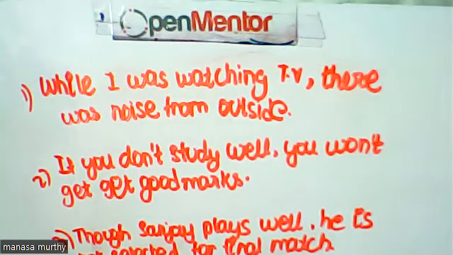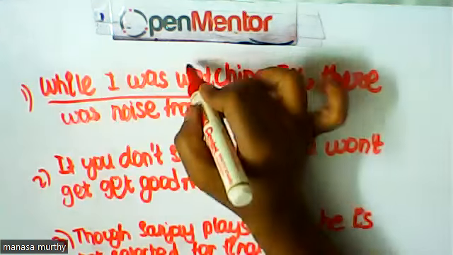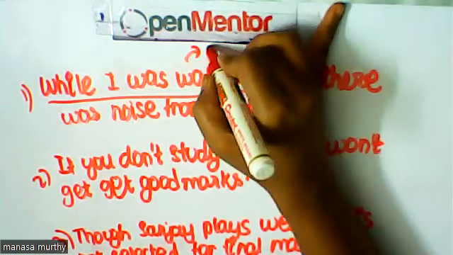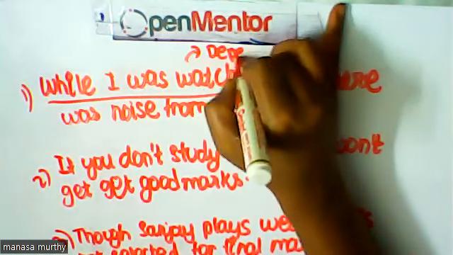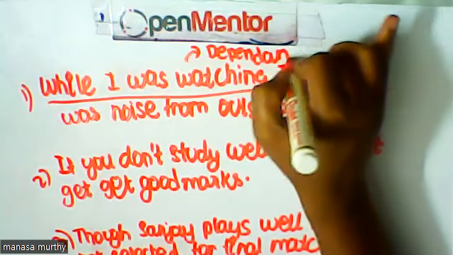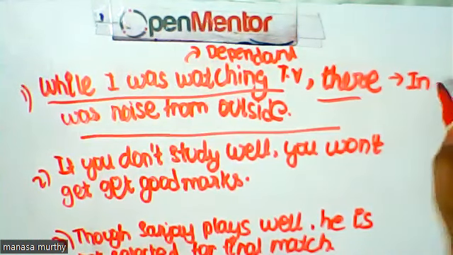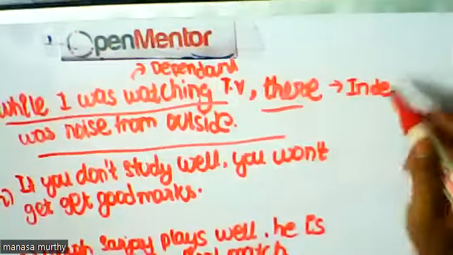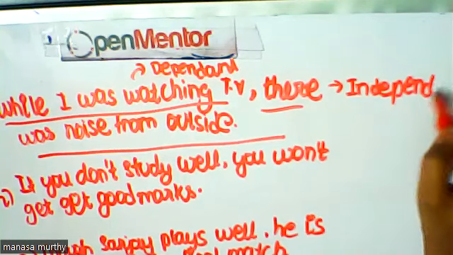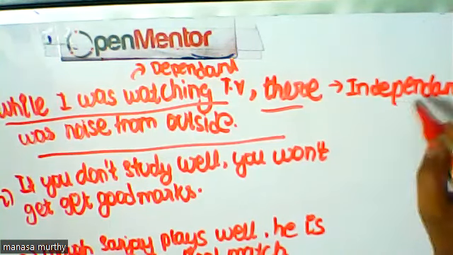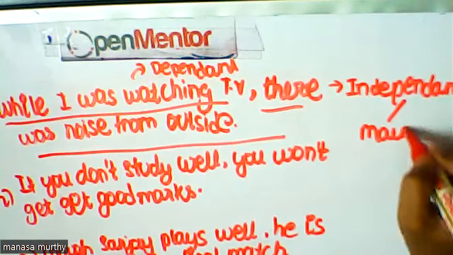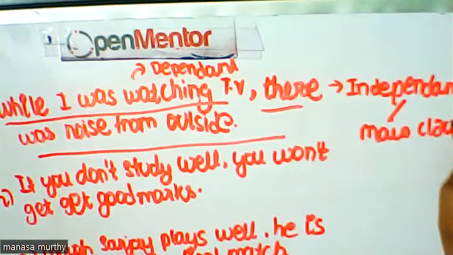While I was watching TV, there was noise from outside. While I was watching TV, this is the dependent clause. There was noise from outside becomes the independent clause. The independent clause is also called the main clause.